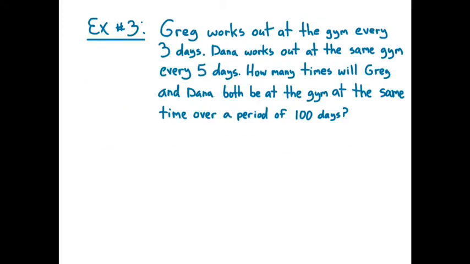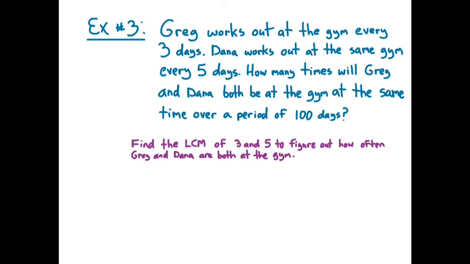So those last 2 examples were pretty basic. Now let's take a look at an example where we're going to use least common multiples in a real-world type scenario. So in this problem, Greg works out at the gym every 3 days. Dana works out at the same gym every 5 days. The question is, how many times will Greg and Dana both be at the gym at the same time over a period of 100 days?